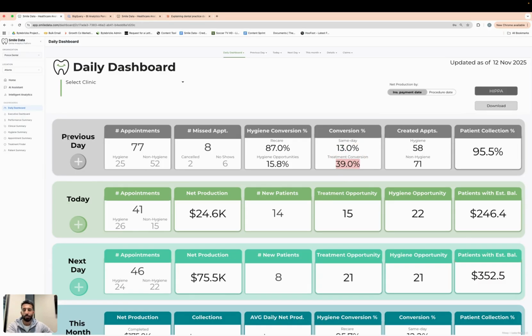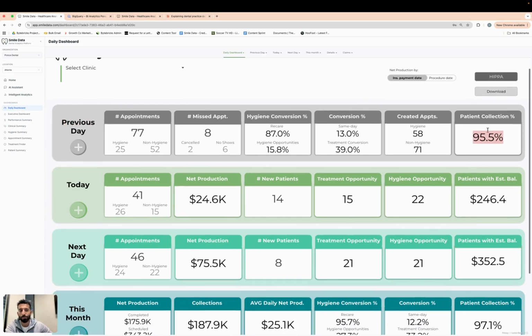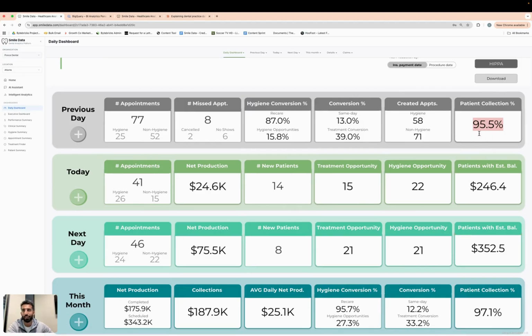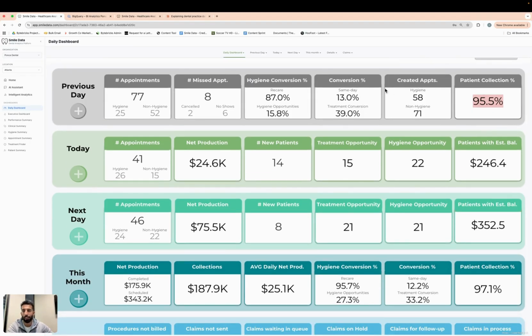These are the metrics for the previous day. Then we have created appointments, and patient collection sitting at 95.5. A good benchmark for patient collection is 95%, so this reflects a healthy number for the previous day.